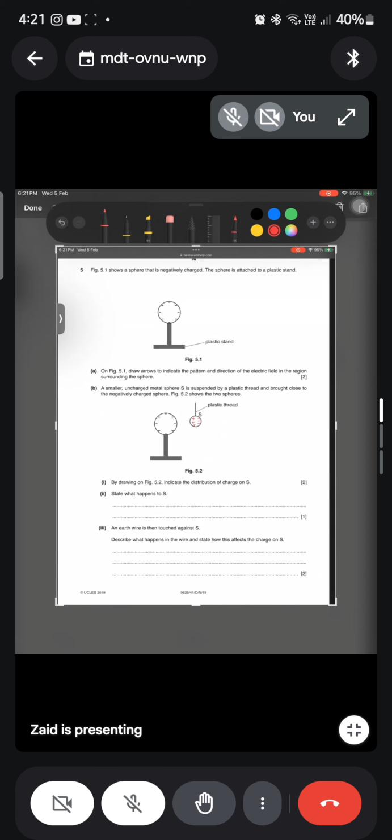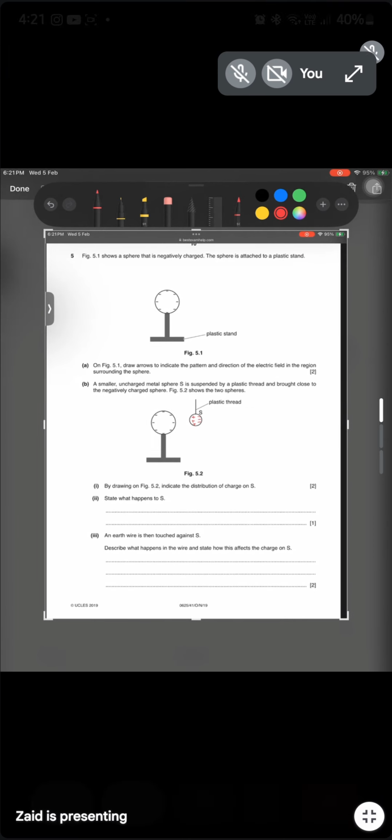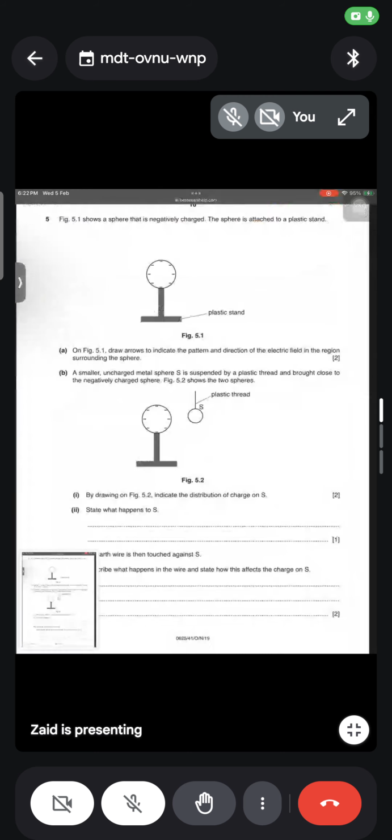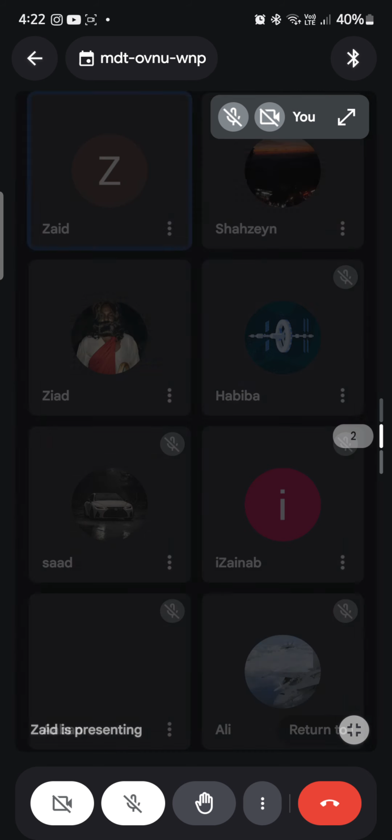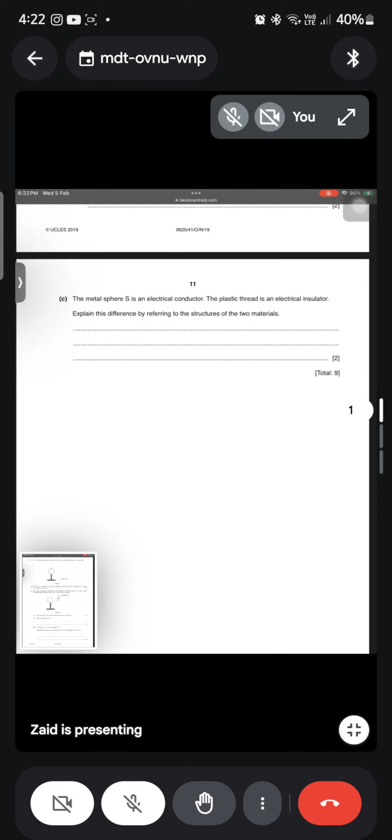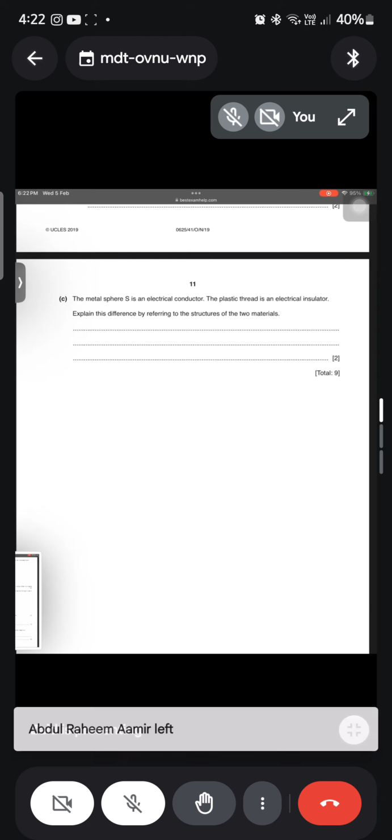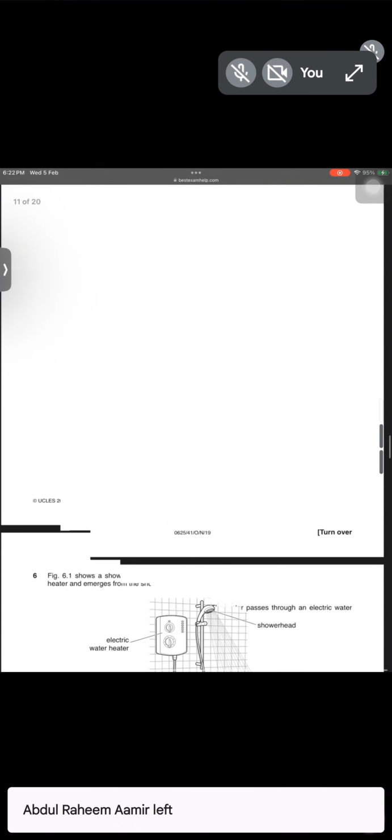An earth wire is touched against S. Describe what happens in the wire and how this affects the charge on S. So what is the earth wire going to do? Negative charges, okay? The plastic thread is an electric insulator. Explain the difference in structures of the two materials: free electrons, no free electrons.